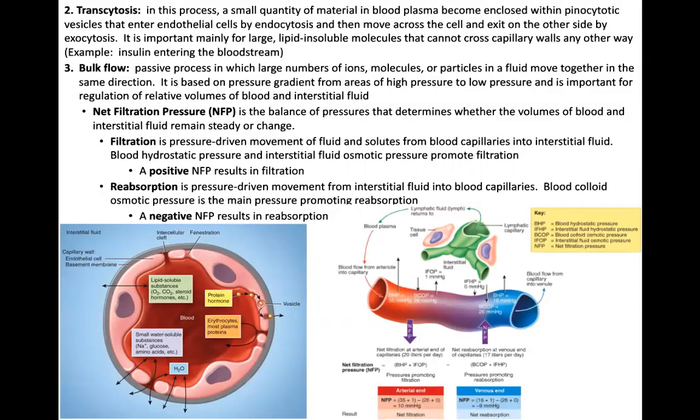The next two ways that we move stuff in and out of our blood are listed here on this page. It includes a process we actually described at the very beginning of the semester in our cell lecture called transcytosis. And then there's also what we call bulk flow, which is what that figure on the right, in a very complicated picture, is all about.